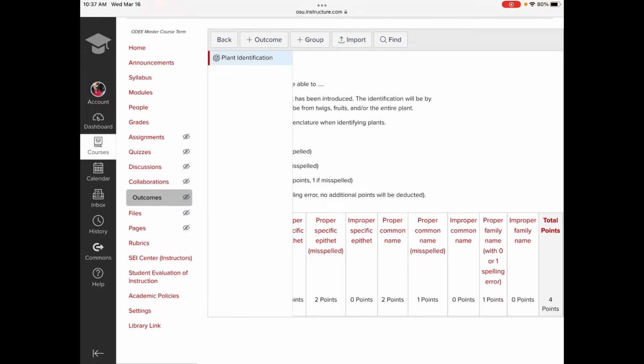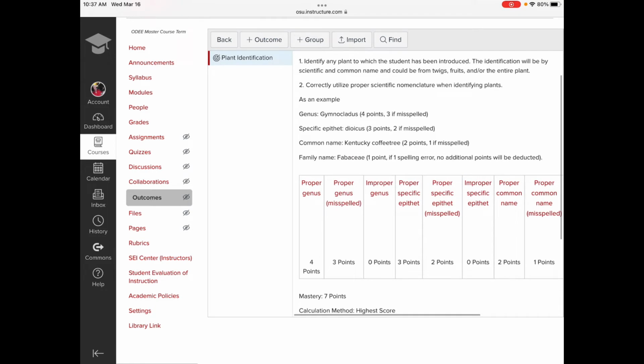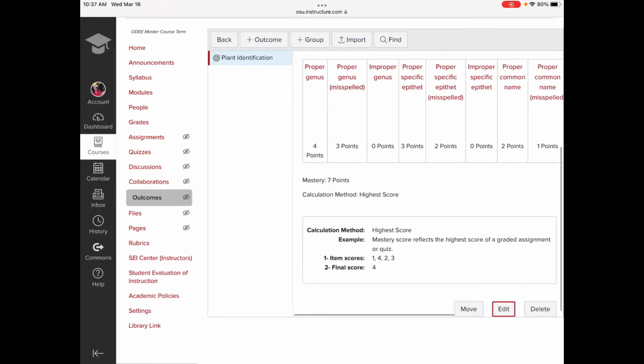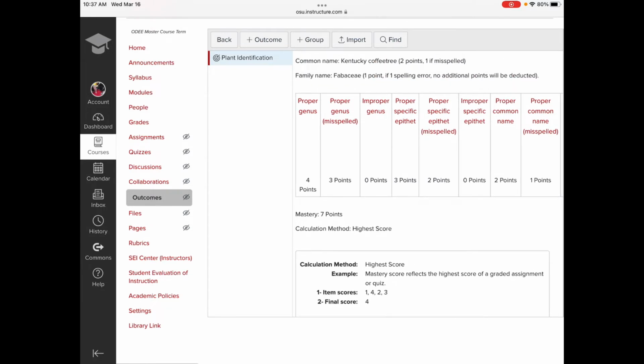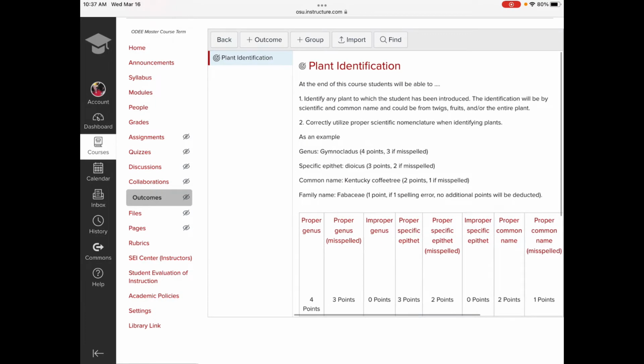I can't figure out how to get the table to break it up into more than several columns so that the genus could be on one column, the specific epithet on another. And I also can't get it to change its calculation method so that the final score is actually 10 points instead of 4. But otherwise, I created that table for the outcome of plant identification.